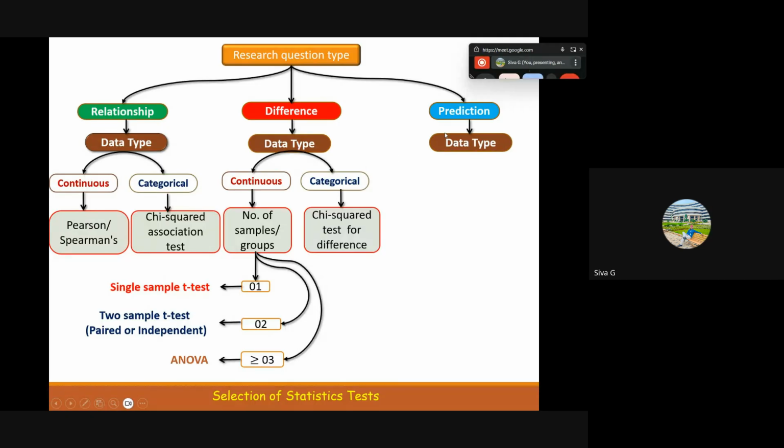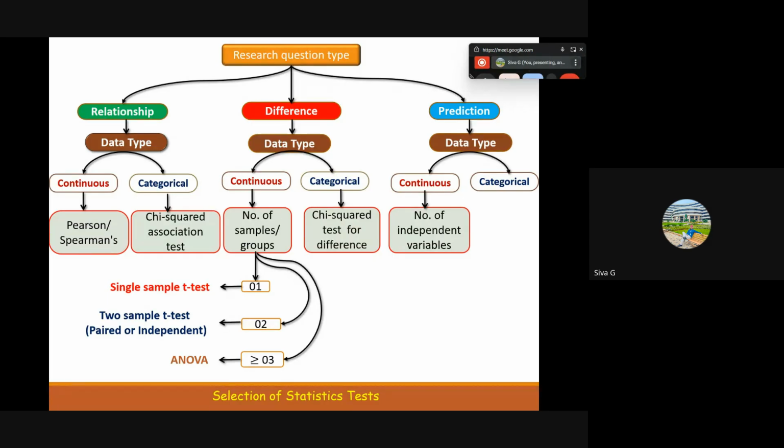Now coming to prediction, everyone knows prediction. Mostly we say the regression model is one of the best techniques for prediction. Here also there are two types. If you want to estimate a continuous random variable, what technique do we use? If you want to go for categorical variable estimation, what statistical test will we use? For continuous, again there is regression. Regression is the main technique we use for prediction, and the regression depends completely on the number of samples.